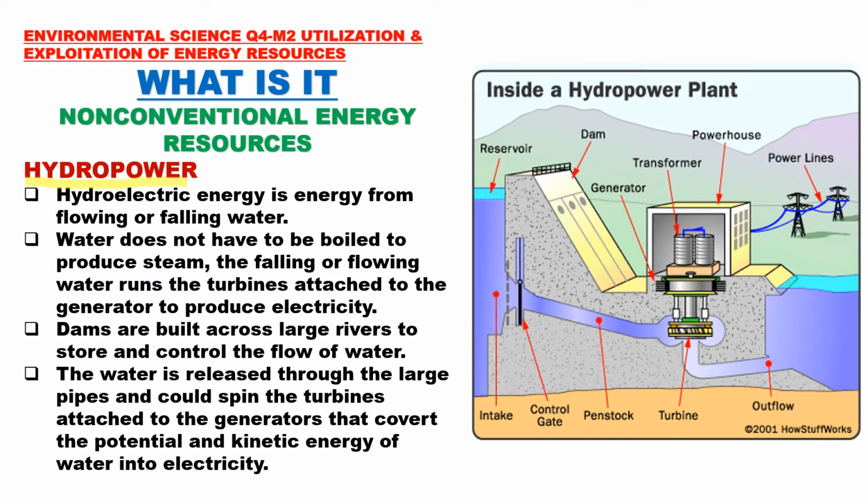Hydropower. Hydroelectric energy is energy from flowing or falling water. Water does not have to be boiled to produce steam. The falling or flowing water runs the turbines attached to the generator to produce electricity. Dams are built across large rivers to store and control the flow of water. The water is released through large pipes and spins the turbines attached to the generators that convert the potential and kinetic energy of water into electricity.